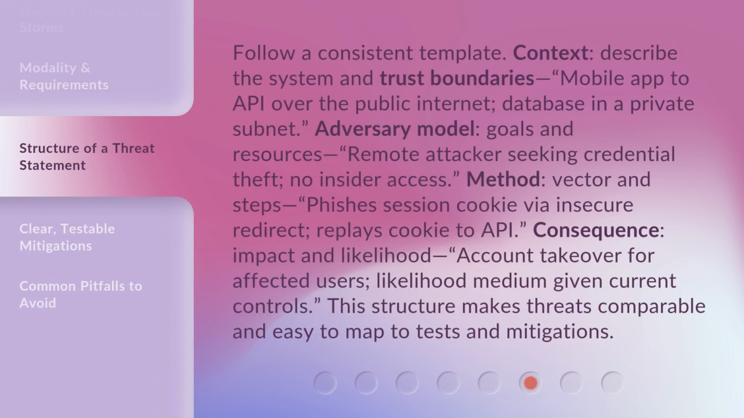Follow a consistent template. Context. Describe the system and trust boundaries. Mobile app to API over the public internet. Database in a private subnet. Adversary model. Goals and resources. Remote attacker seeking credential theft. No insider access. Method. Vector and steps.